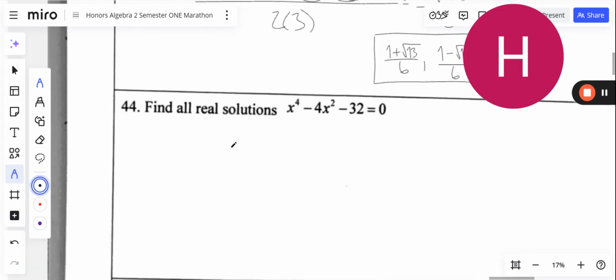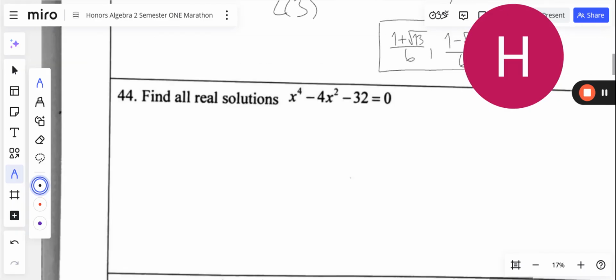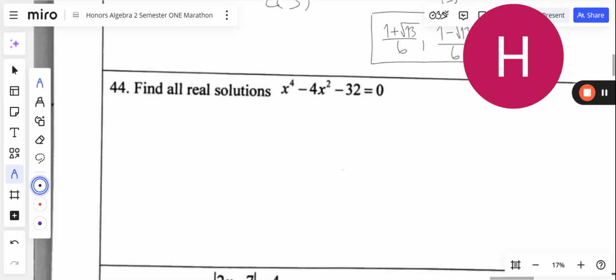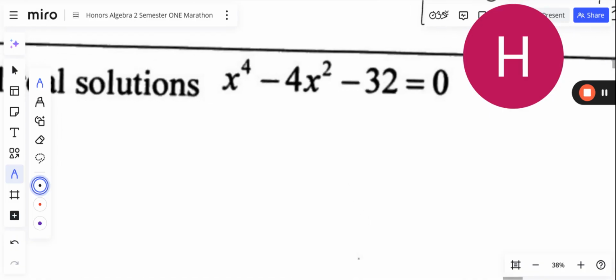Come on. All right, find all real solutions. Now this looks sort of quadratic. I see a squared, but it's not the highest power. The highest power is 4. However, if I think about a typical quadratic equation and sort of level it up by squaring it and squaring it, I would get x to the 4th.